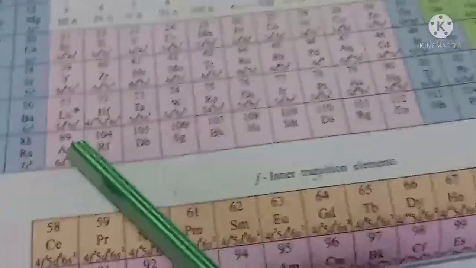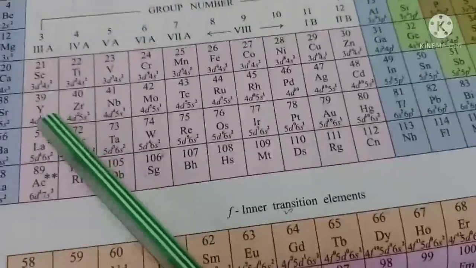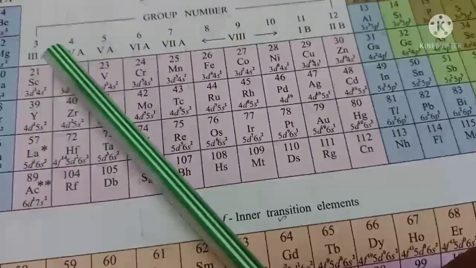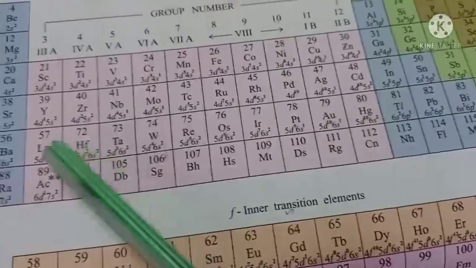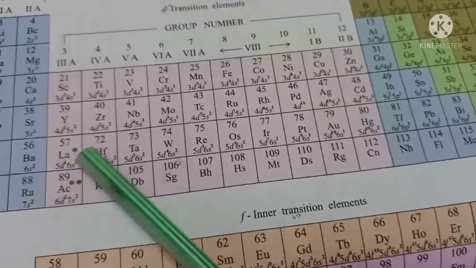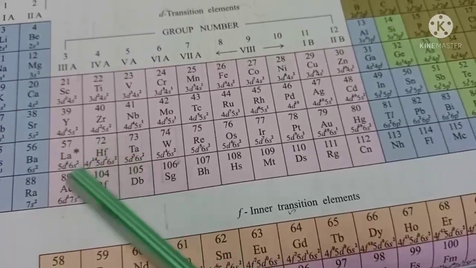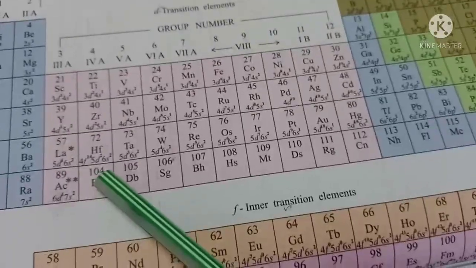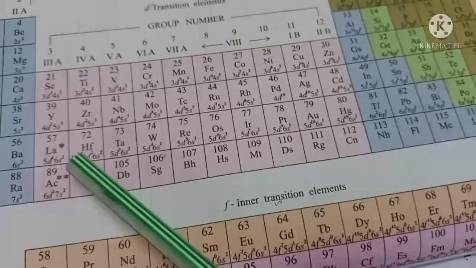Lanthanum and actinium belong to group number 3. Therefore the 4f block as well as the 5f block elements have the same group number: they belong to group number 3 or 3A. Whereas for the period number, the first row, the 4f block elements, lanthanides, have period number 6. The actinides are in the 7th period, so they get period number 7. That is how to find the group number and period number for f block elements.